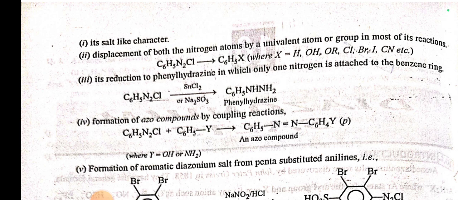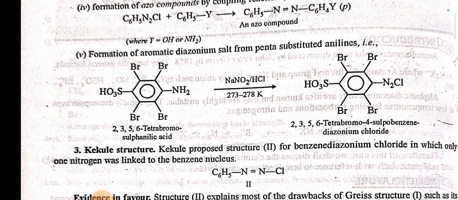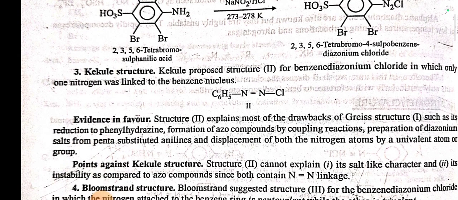Number 4. Formation of azo compound by coupling reaction. C6H5N2Cl plus C6H5Y gives C6H5N=N-C6H4Y, an azo compound, where Y is equal to OH or NH2. Number 5. Formation of aromatic diazonium salt from penta-substituted aniline. 2,3,5,6-tetrabromo-4-sulfoaniline in the presence of NaNO2 and HCl at 273 to 278 Kelvin gives 2,3,5,6-tetrabromo-4-sulfobenzene diazonium chloride.